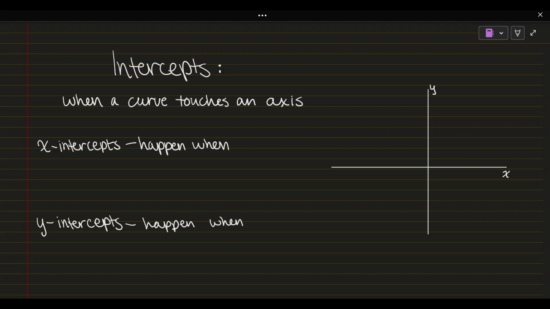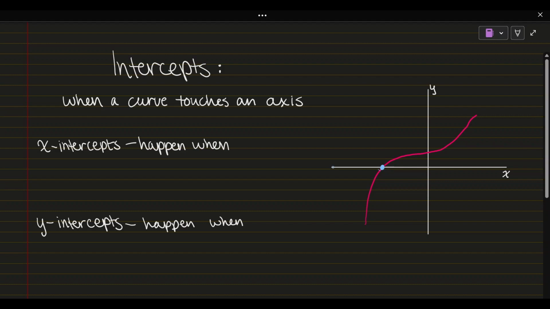In this video, I'm going to talk a little bit about the concept of intercepts. An intercept happens when a curve touches an axis. So for example, let's take a look at a curve, in general something like this. This is my curve, and we say it has an x-intercept when it touches the x-axis.